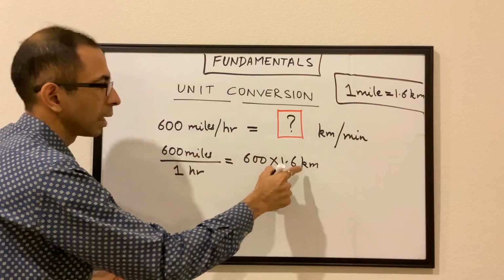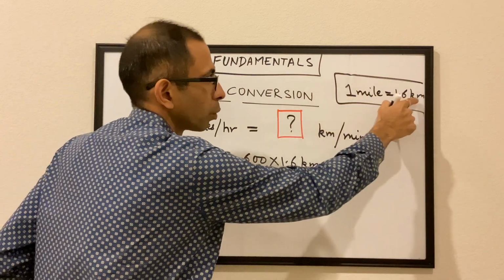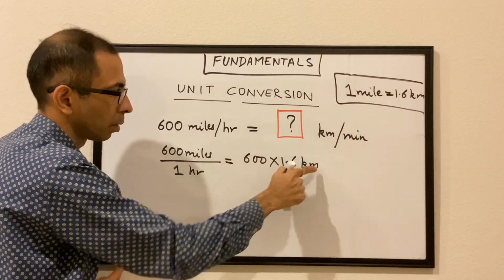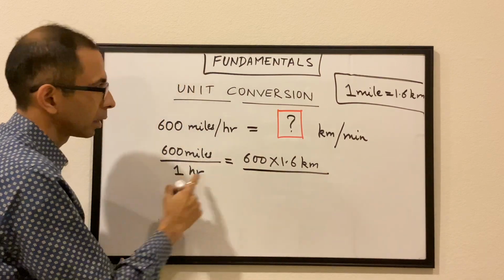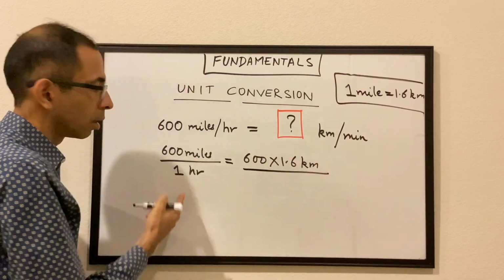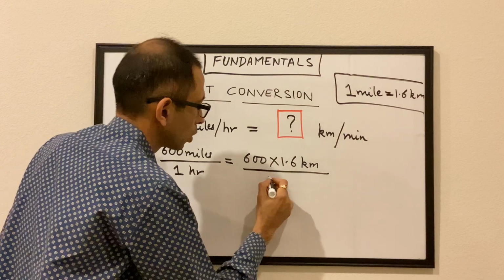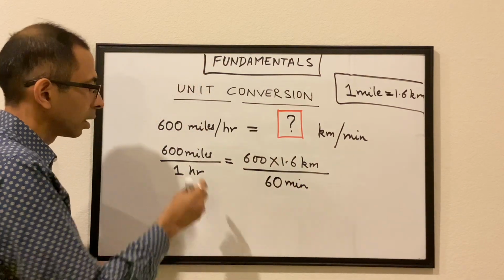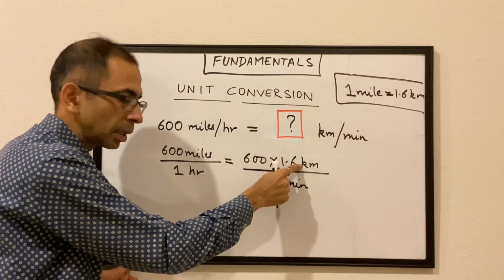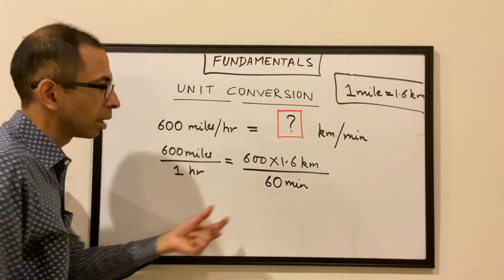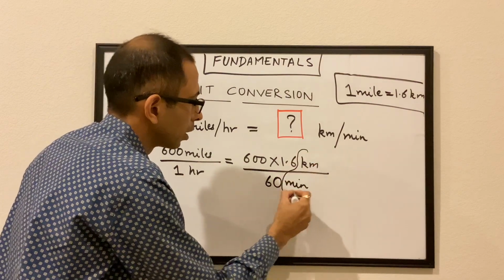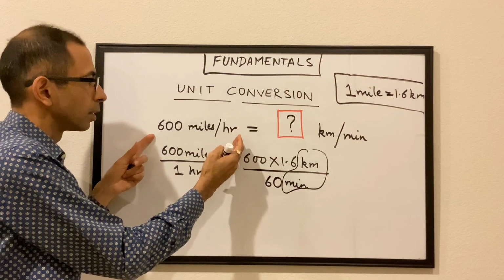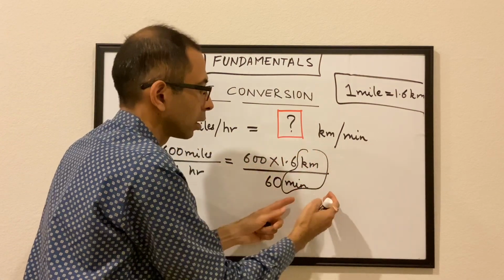We have converted the miles into kilometers because 1 mile is equal to 1.6 kilometers, hence 600 miles will be equal to 600 times 1.6 kilometers. Divided by, now we want minutes in the denominator. We know 1 hour has 60 minutes, so 1 hour is equal to 60 minutes. So essentially, we are dealing with the numerator separately, the denominator separately, and we see that we have got the unit of the speed which we were looking for.